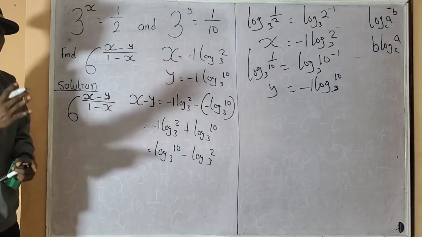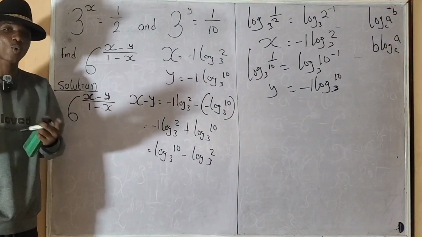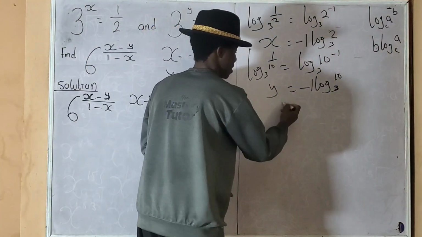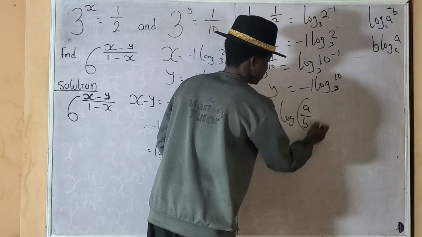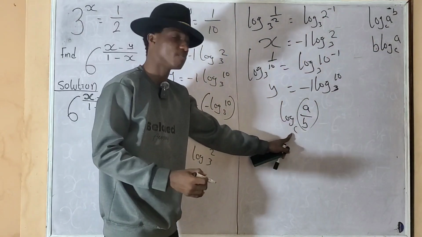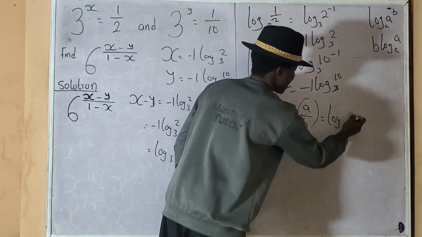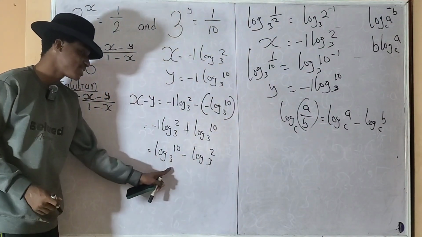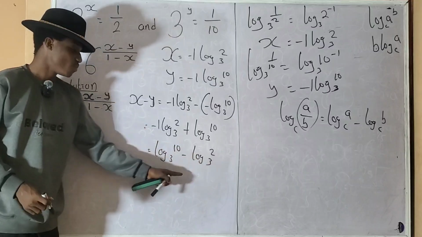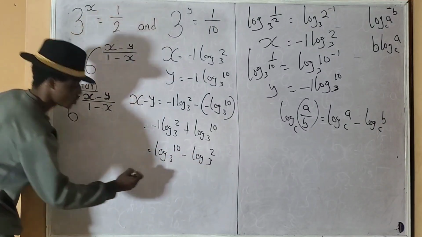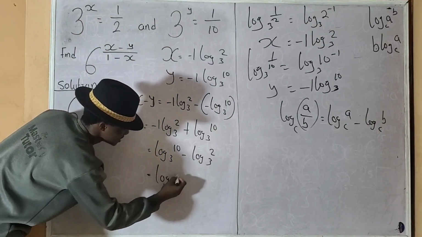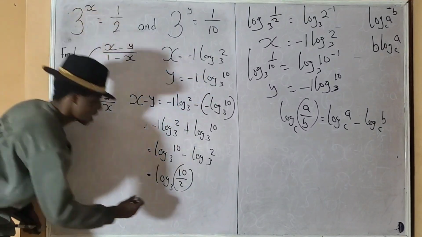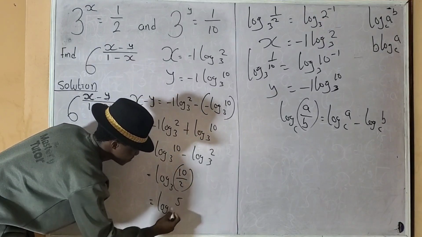Now, the difference of logs is the log of the quotient. Let's say you have log A over B base C. Because the base is the same, we can split it: log A base C minus log B base C. Now, we have log 10 base 3 minus log 2 base 3. We have the difference of logs, so we can write it as the log of the quotient. I'm going to have log 10 over 2 base 3. 10 over 2 is 5, so I'm going to have log 5 base 3.